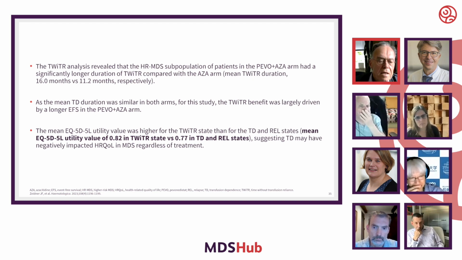The mean quality of life utility value was higher for the TWiTR arm compared to the two other stages, the transfusion dependent and the relapse stage. And this value was 0.82 in the TWiTR arm, compared to 0.77 in the two other arms. And this was significantly different. Next.